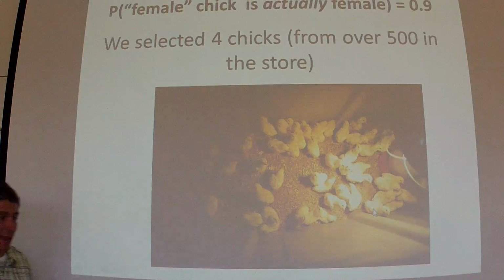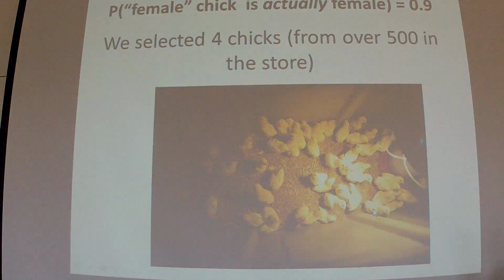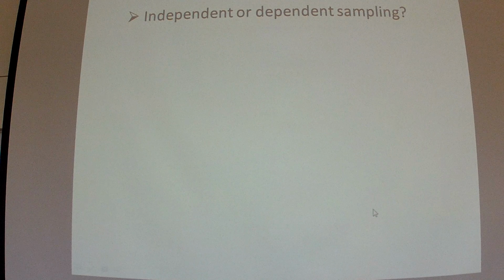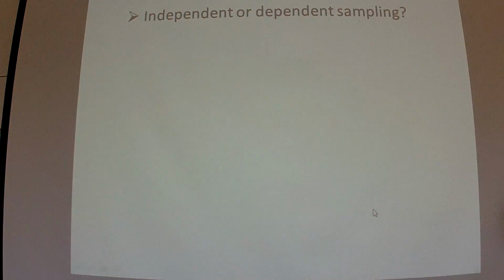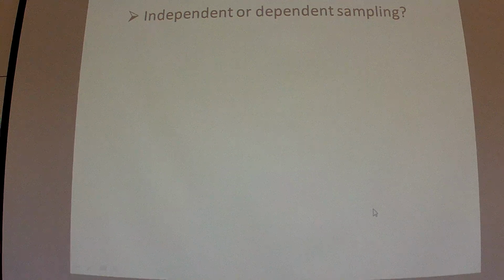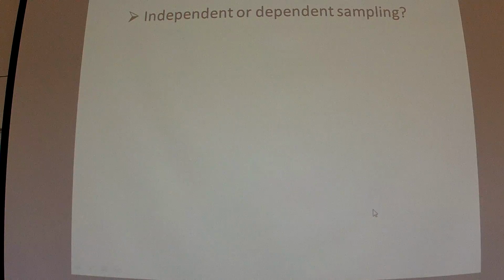So here's the question I have for you. Hundreds, if not thousands, of birds in the store. And Max goes in there and pulls 4 of them out. Is this independent or dependent sampling? What do you think? Let's hear some votes. I hear a vote for independent. Okay, tell me why it's independent sampling.